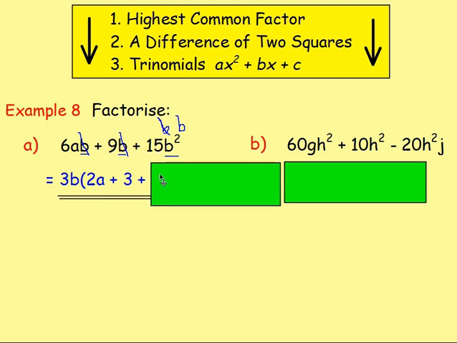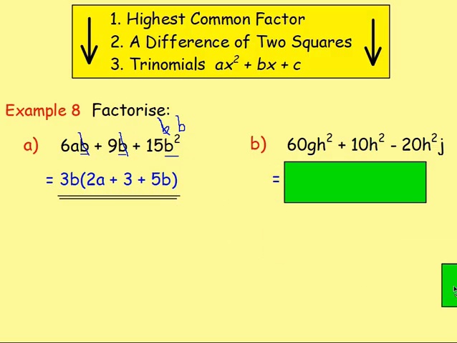And then 3 times what is 15? It is going to be 5. Good. We've taken out a b, but remember, b squared means b times b. There are 2 of them. So if we take one of them out, we have a b remaining. And again, b times b would give you the b squared.